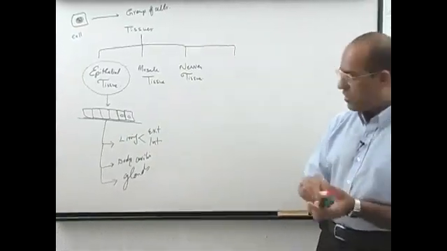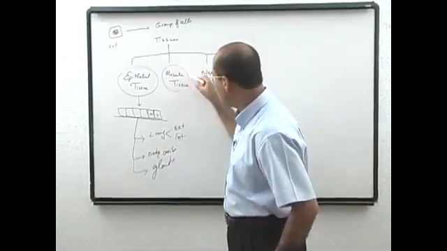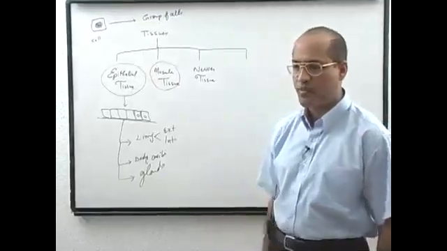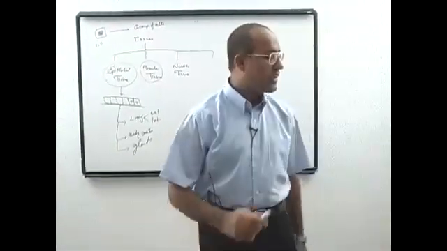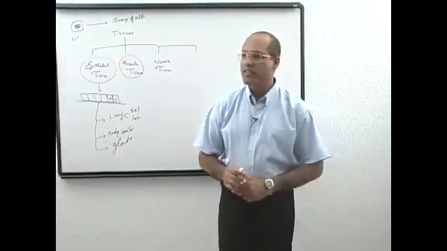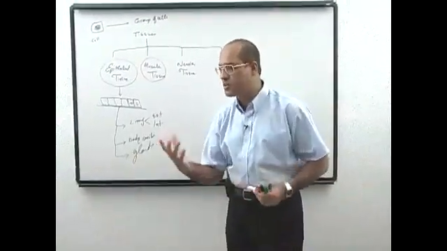The other tissue in the body which is very important, and a very basic tissue, is muscle tissue. Right? All your skeletal muscles and smooth muscles and cardiac muscles, right? They are made of muscle tissue.